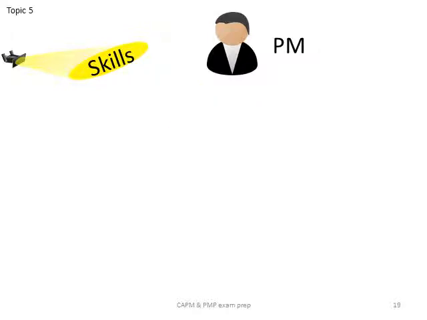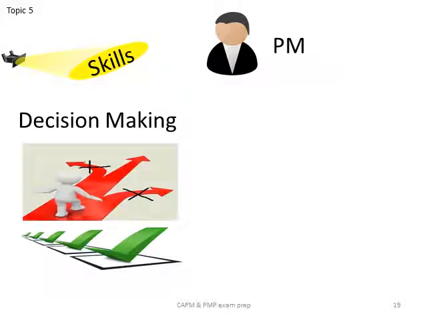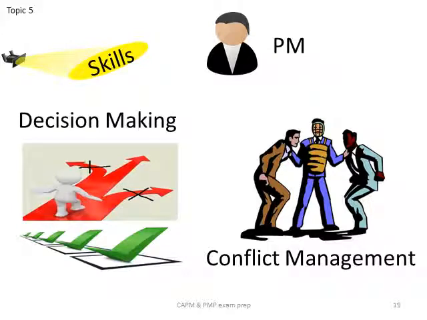Two more skills that the project manager will need are decision making: your skill at reaching decisions that are defendable, fair, just, and which garner approval from everyone. And the skill of conflict management: your skills at finding a solution to people or situations that are in conflict.